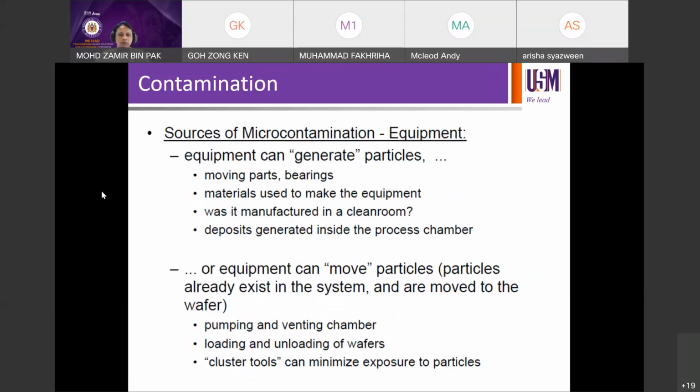Okay. So equipment, other sources of contamination. Equipment can generate particles because you have robots pretty much everywhere, automations everywhere. So you have robot movement, x-axis, y-axis, z-axis, a couple robots in one equipment, and you have like hundreds of different equipments in the fab. So they do generate particles. So due to moving parts, bearing, wear and tear in equipment, so deposits inside the chamber. So that's why we have to have PM to the equipment. So we have to have PM, preventive maintenance.